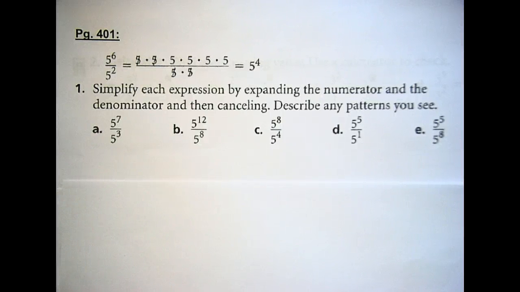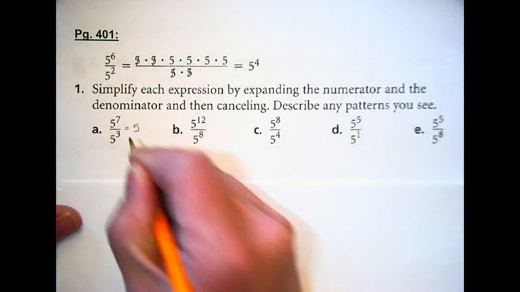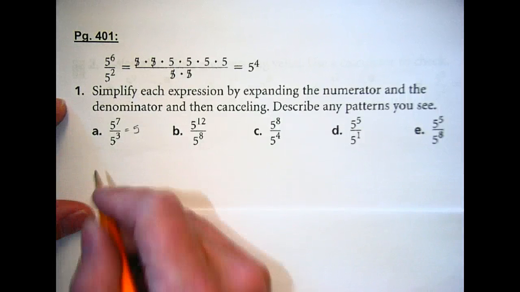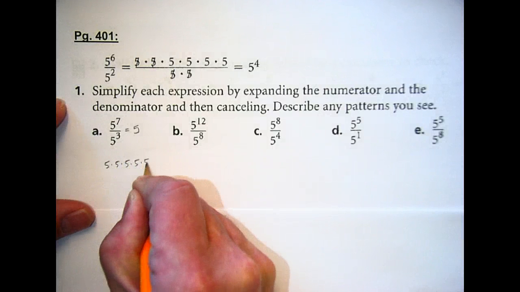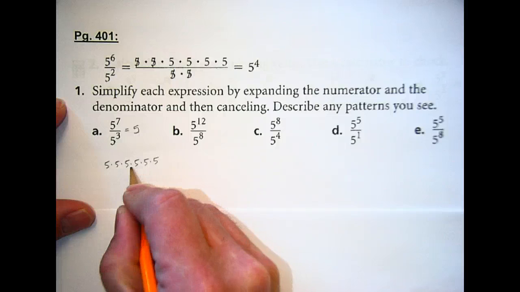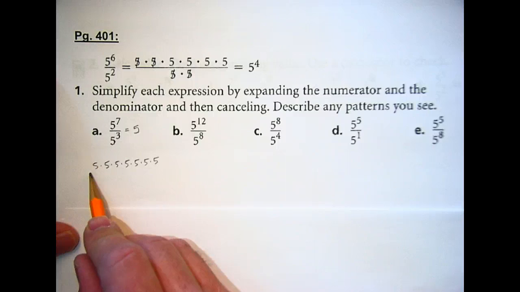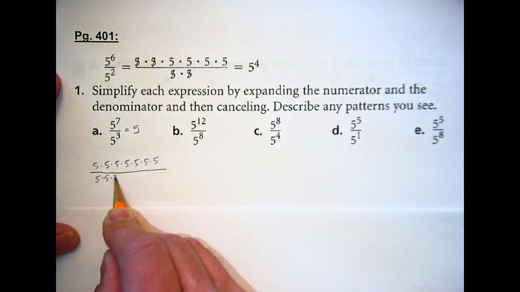I got 5 to the 4. How did you do that? I put 7 5s on top, because it was 5 to the 7th. That's only 6, go one more. And then I put 3 5s on the bottom, because it's 5 to the 3rd.